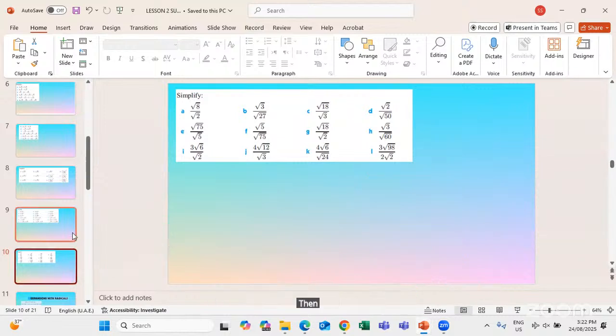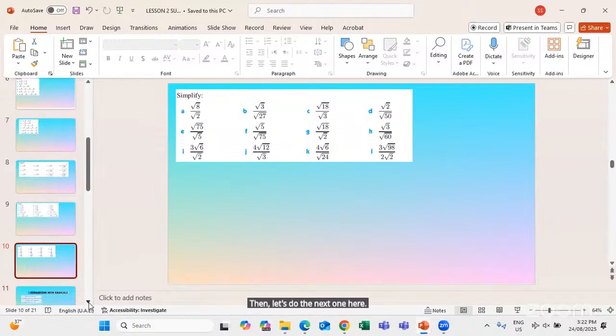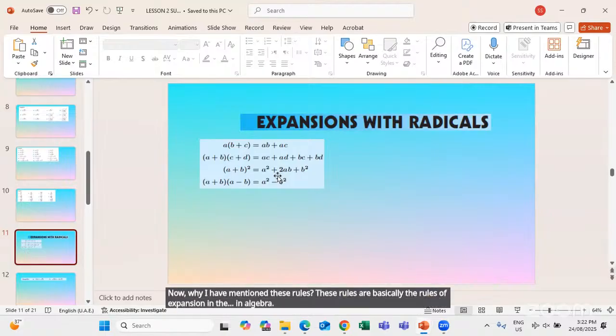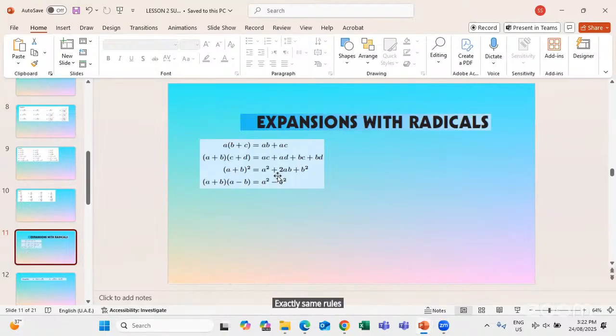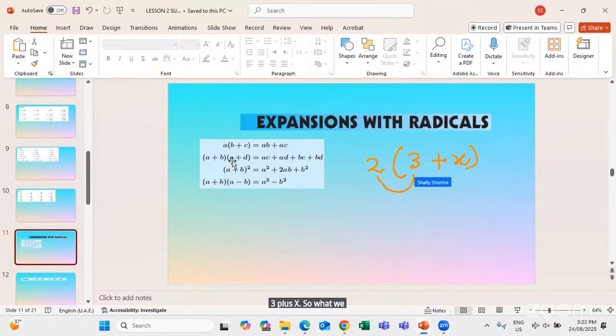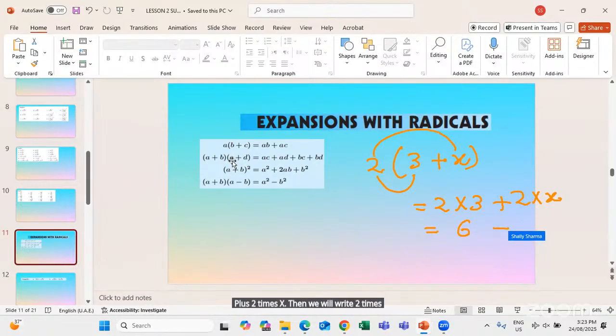Then let's do the next one. So now we have the expansion. Why have I mentioned these rules? These rules are basically the rules of expansion in algebra. Exactly the same rules we follow with surds. So we have a times b plus c. If I give you 2 times 3 plus x, what do we do? 2 times 3 plus 2 times x. 2 times 3 is 6, plus 2 times x, 2x. So the answer is 2x plus 6.